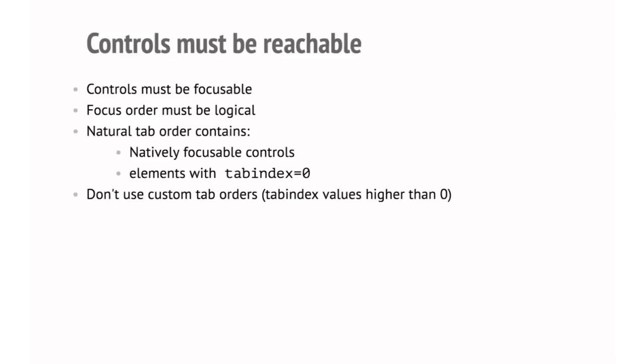And it also contains elements that you've given a tab index value of 0 to. The tab index value of 0 is useful because it allows you to place elements that were not natively focusable into the tab order. So if you're building a custom widget, like a tree view or a custom checkbox or something that's just created from divs and spans, or a slider, you can make that focusable and part of the tab order by adding a tab index value of 0.